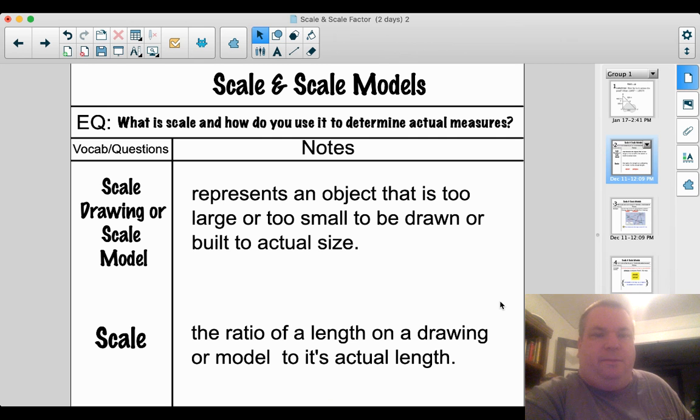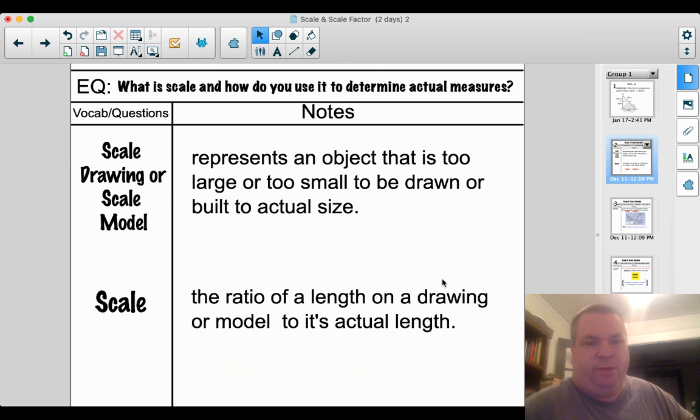We're going to talk a little bit about scale and scale models today. So, you may have heard this before. A scale drawing or a scale model is something that represents an object too large or too small to be drawn or built to actual size. So you might draw what it's going to look like, but it's always going to be to scale, which means the proportions on your drawing or model are going to be the same as proportions in real life, so it looks the same, only on a smaller or bigger scale.